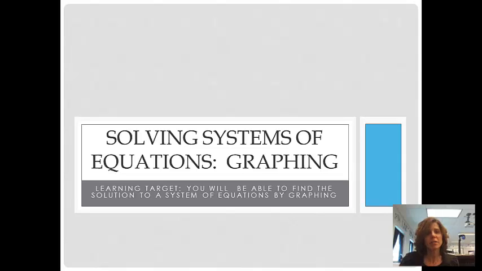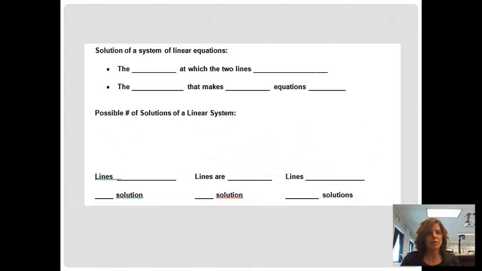At the end of this lesson, you'll be able to find the solution to a system of equations by graphing. All right, first of all, before we even look at a solution of a system of linear equations, what does a system look like? A system is going to look something like this. I might have 2x plus y equals 6. Notice that's one linear equation. And then I might have 2x minus 5y equals 4. That would be another equation, and when I put those two together into one problem, it becomes a system.